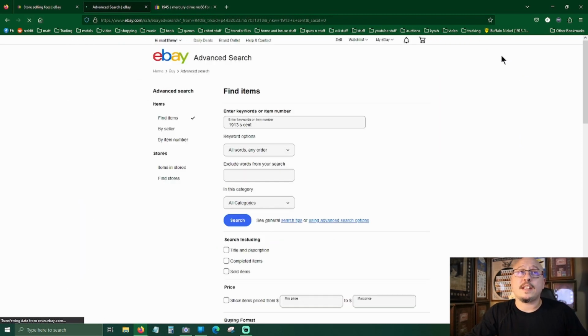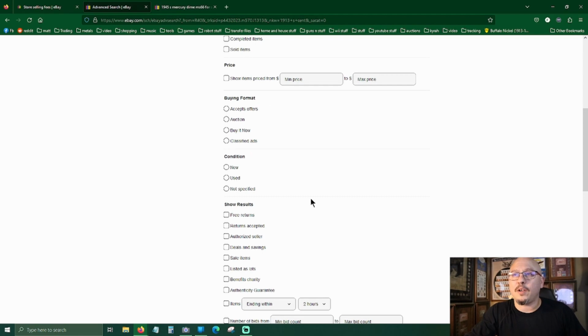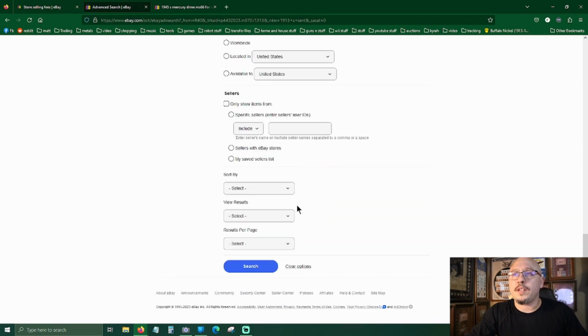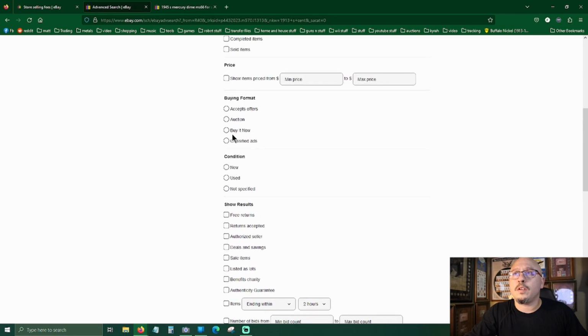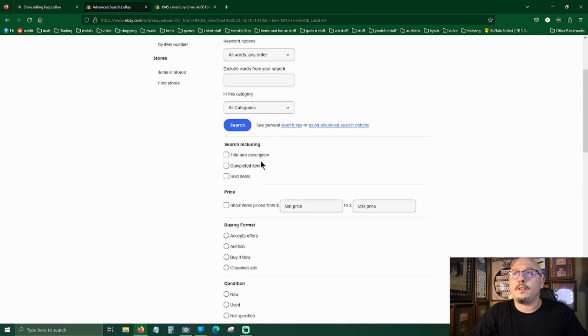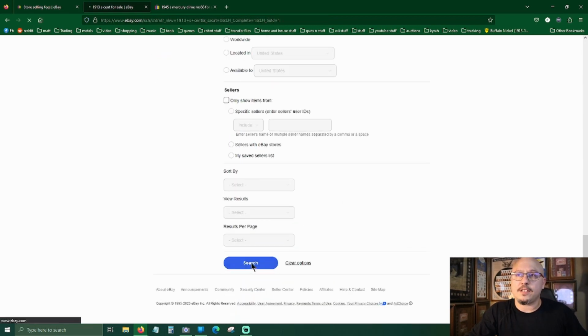So on the desktop, hit advanced, and this is the search that you already have in, automatically defaults here, and you can clear it up a little more. But what you want to do is come all the way down here, and these are the results. So you're looking for, where is it? Here. Search including sold items, and click this button. You see completed items also goes in here, but that's fine. Come all the way down, hit search.